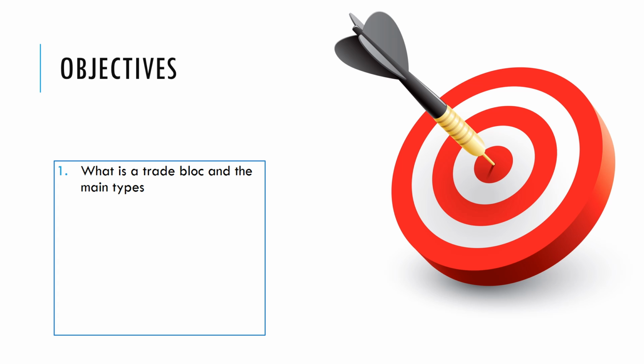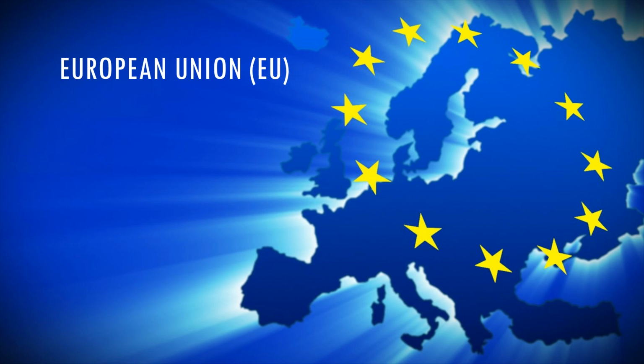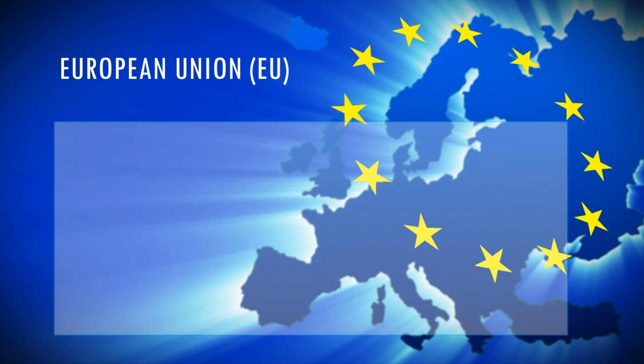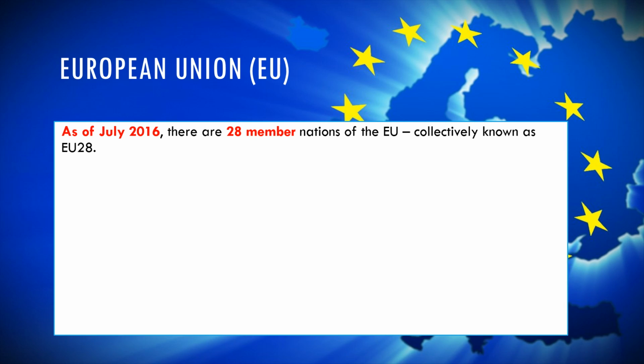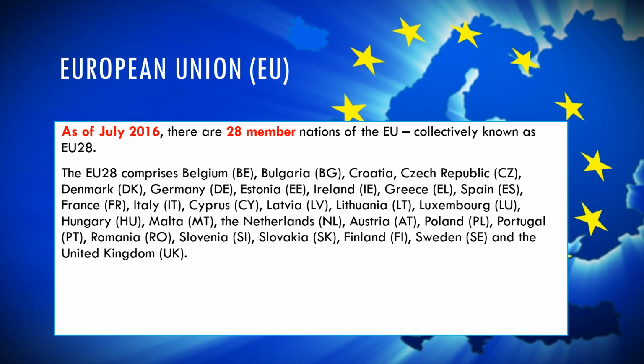So we've looked at what a trading bloc is and the main types. We're now going to look at some of the major trade blocs. The first one, and the most common one that's cited as an example, the one we need to know about, is the European Union. There are 28 member nations of the EU, collectively known as the EU 28, and here they are.